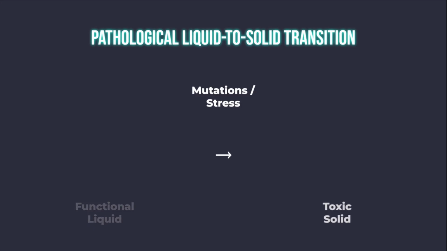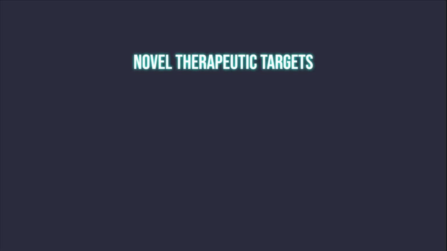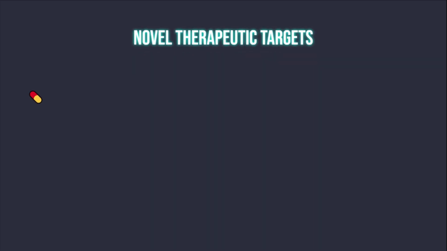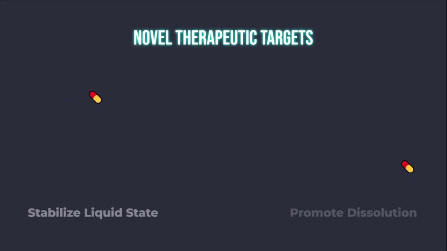The transition from a functional liquid state to a toxic solid state represents a critical failure point in cellular quality control. Condensates represent a novel class of therapeutic targets, moving beyond traditional enzyme active sites. Modulating the material properties of pathological condensates offers a strategy to prevent aggregation.